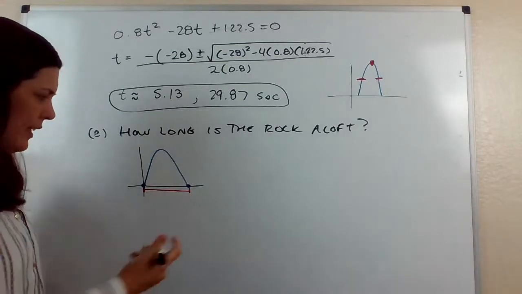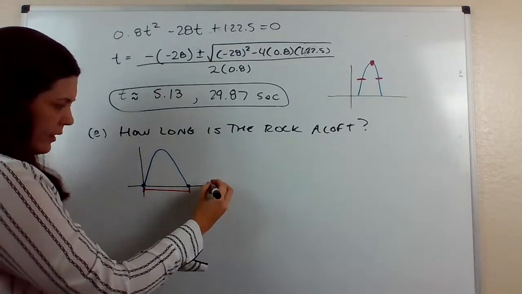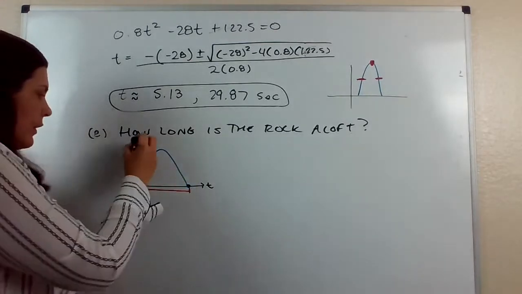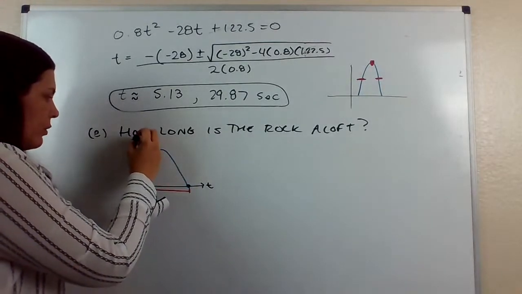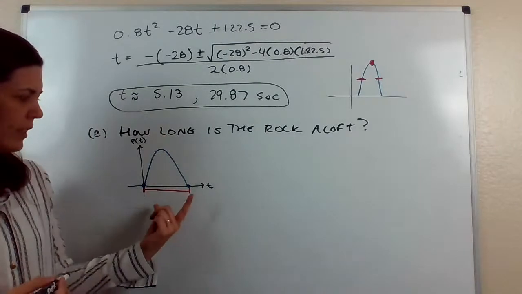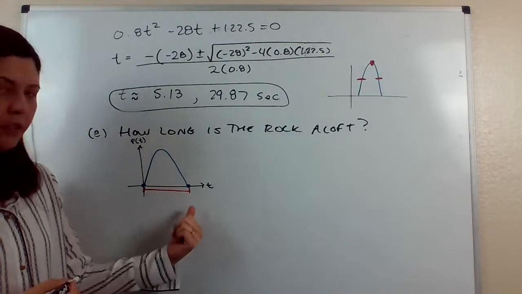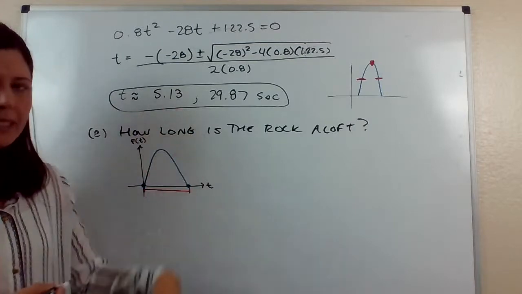If you think about it, this was our t-axis. Instead of calling this x, it was t. This was our position or height, so this was f of t. So we're asked, how long is this going to take to go from here to here? Because that's the time it's in the air.